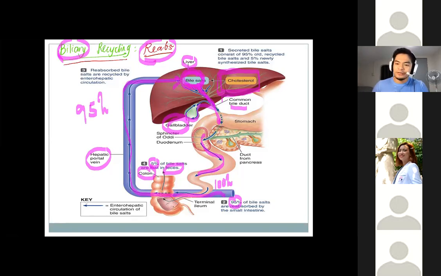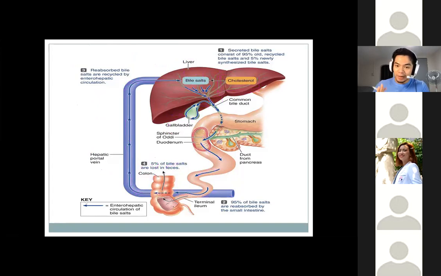Okay, so let's check if naintindihan nyo talaga. Magbibigay ako ng situation about biliary recycling. What if you encountered a drug? Kasi may gamot tayo madidiscuss mamaya about related to biliary recycling. What if a drug blocks biliary recycling? Okay, so kapag binlock nung gamot ang biliary recycling, anong ma-i-infer nyo? Anong mako-conclude nyo? Ano ang kayang pababain ng gamot sa katawan natin?